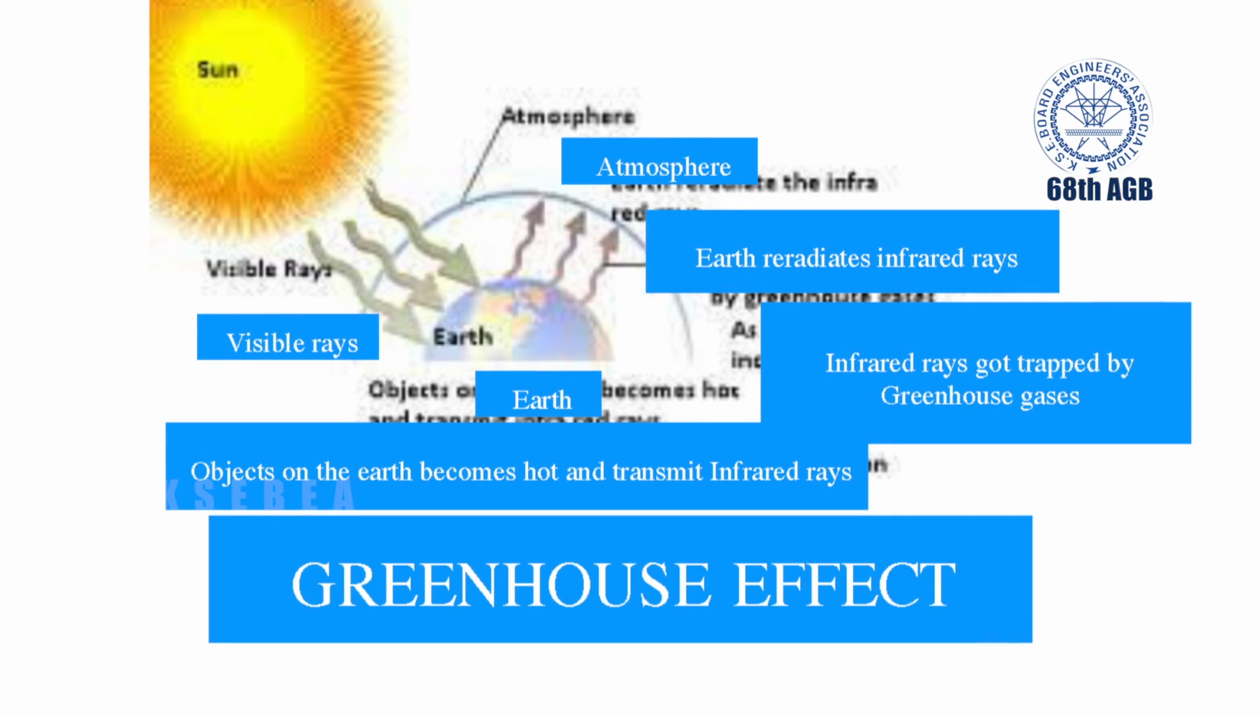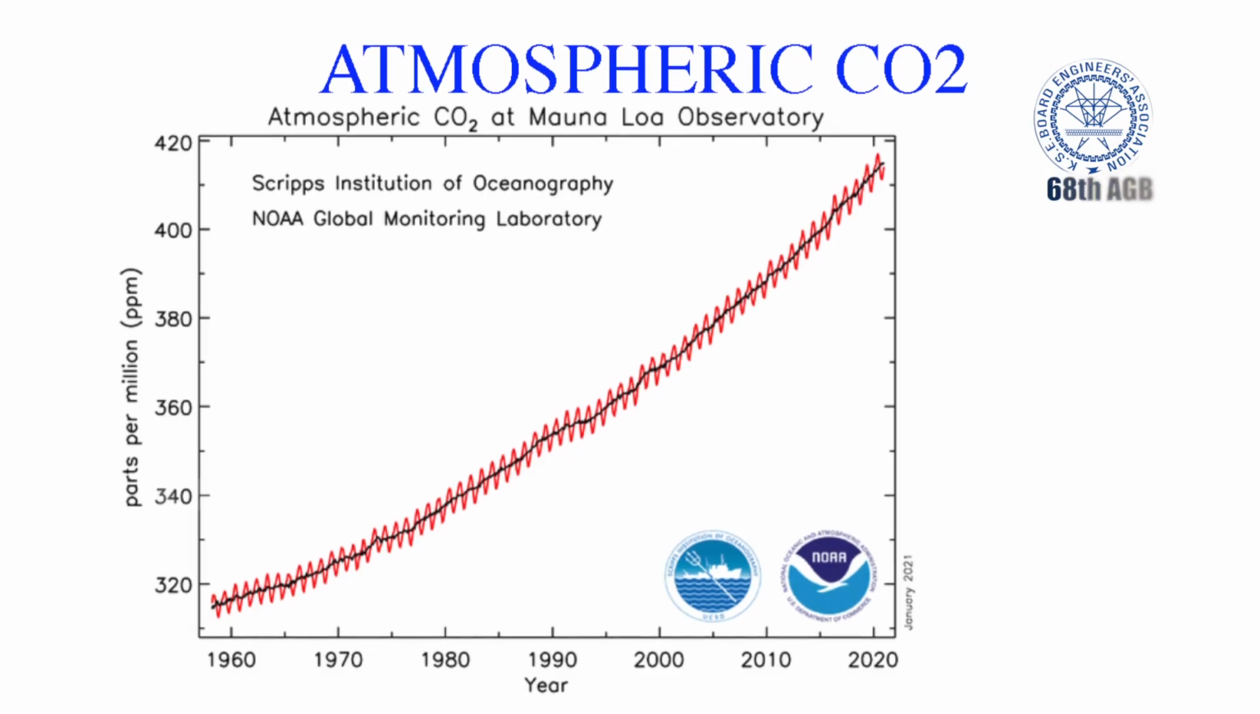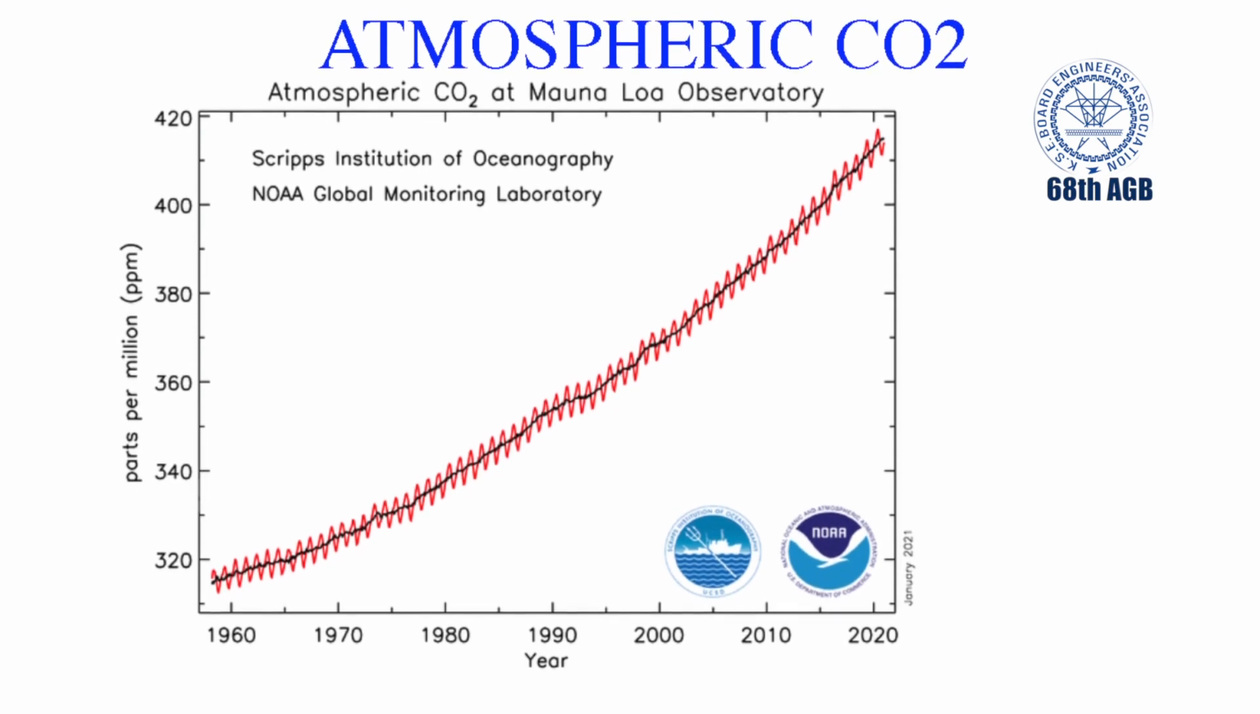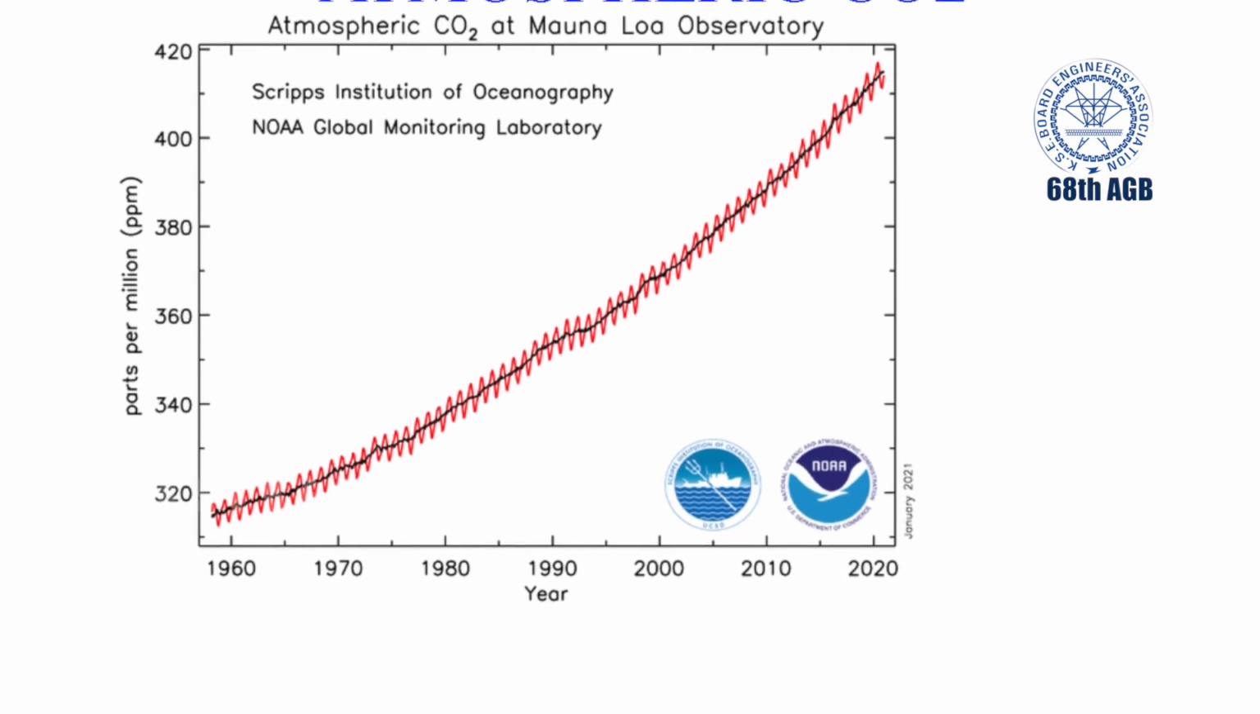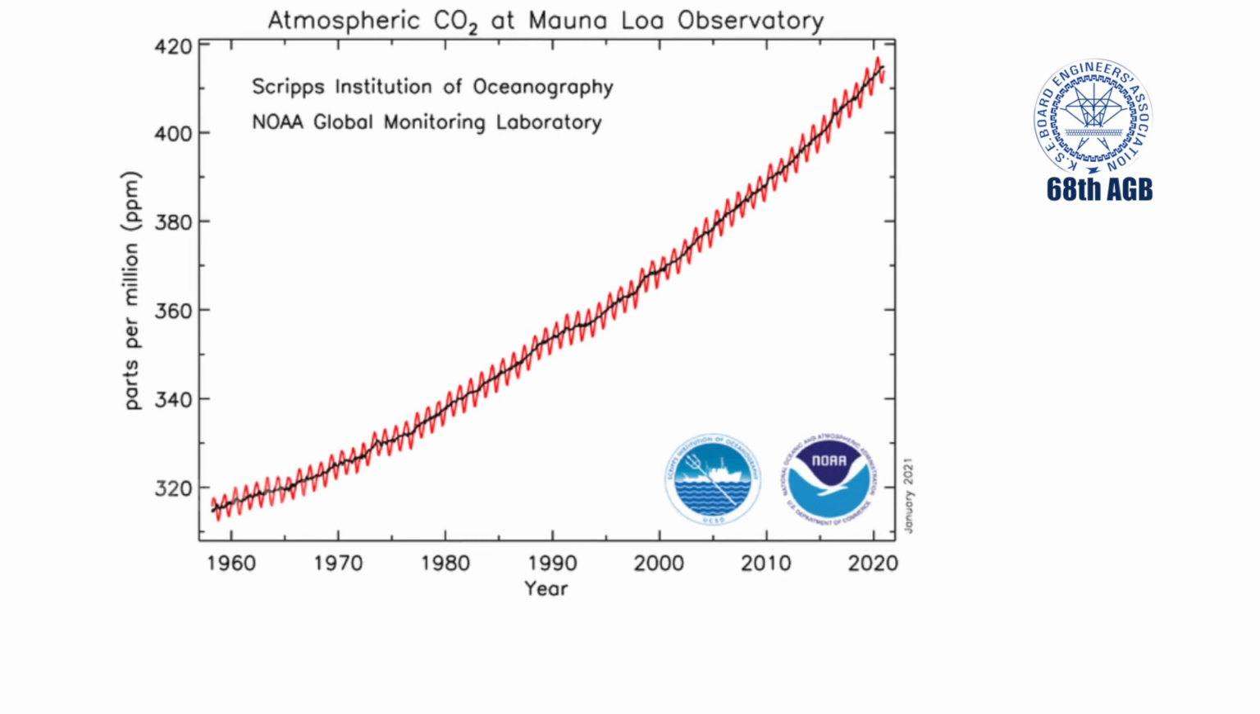Sun rays are getting into the atmosphere of the earth, and after heating the objects on their surface, when the objects on the earth are radiating the heat outside, it is not allowed to escape. So, the surface of earth becomes hotter and hotter. This is called global warming, and this picture shows the atmospheric carbon dioxide over the years from 1960 up to 2020. It is on increase. It's always increasing.